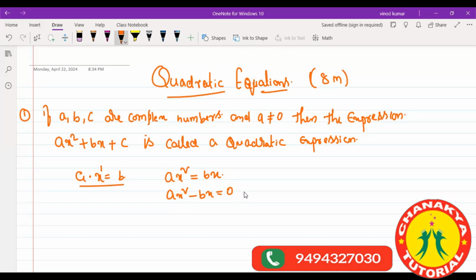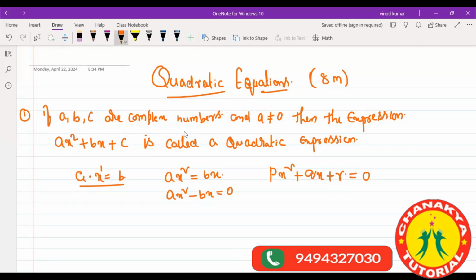First of all, this is a quadratic expression. After that, it is a quadratic equation. An equation compulsorily has an LHS and RHS. Suppose px square plus qx plus r is there. It is a quadratic expression, not an equation. When we take it equal to 0 or equal to something, then it is a quadratic equation.